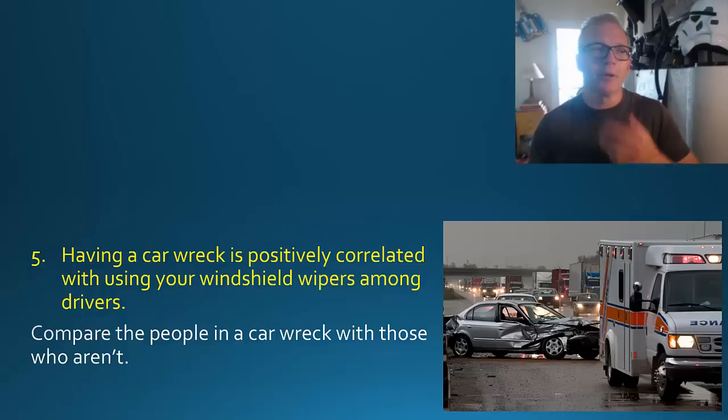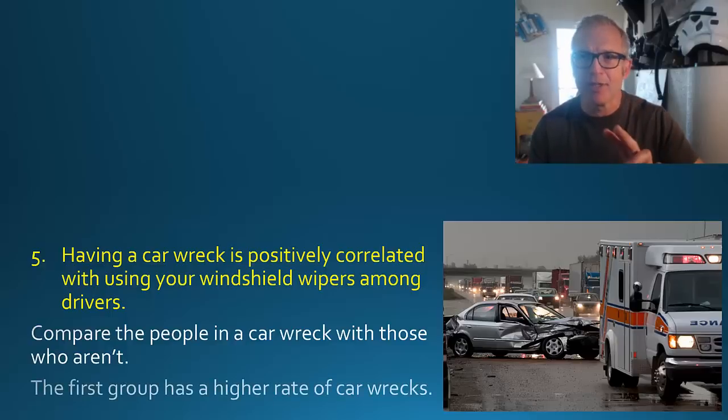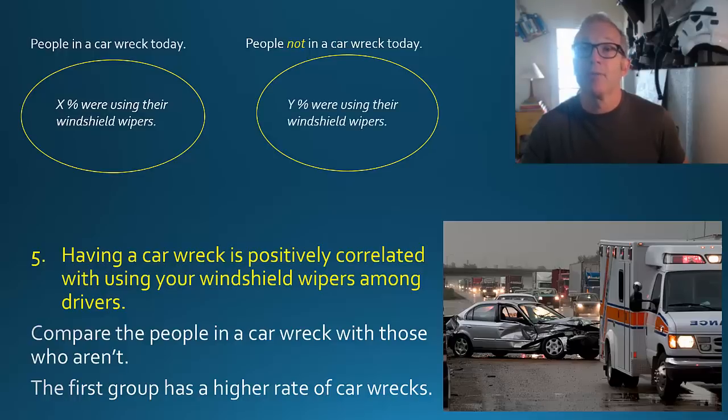And I'm deliberately using this one to force us to acknowledge that correlation does not imply causation, because this is really bizarre, right? It's just saying that car wreck people are more likely to have been using their windshield wipers. And in a second here, you'll see, if you haven't already, what's going on. The first group has a higher rate of car wrecks. So that's to say, people in a car wreck today compared to people who are not in a car wreck today, if we measure to see what percentage of the first group are using the windshield wipers versus what percentage of the second group are using the windshield wipers, we would find that X is greater than Y.